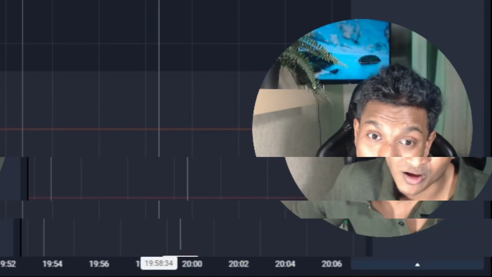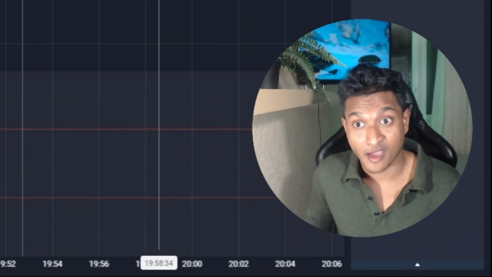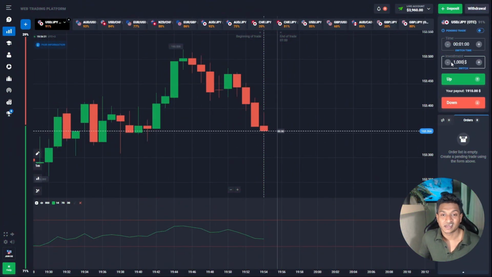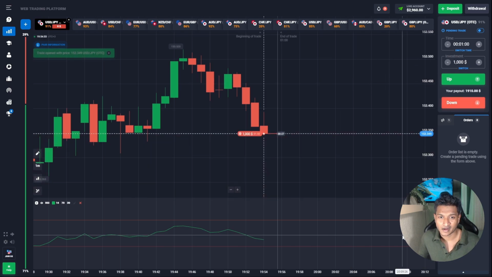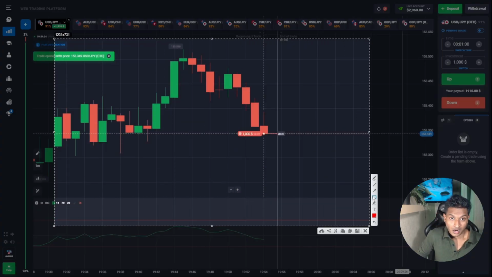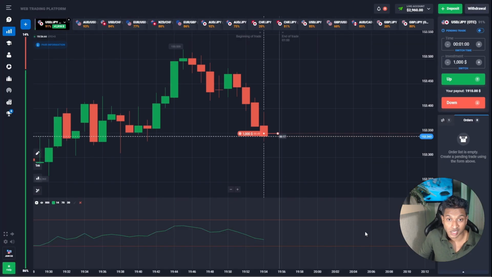Guys, look at this, $1,820 profit guys. I have made it really easy guys. And let's change the currency pair and let's push down. Okay, all right, look at this guys. What's going on with the market? It went down and went down little by little. It's pushing down guys right now.